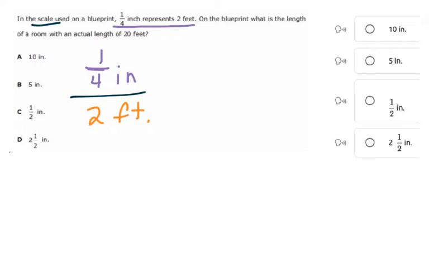The question goes on to say, all right, but what if you have a room that's 20 feet? So if the actual length of a room is 20 feet, not 2 feet, we kind of set up a new proportion over here. Then if we continue with the scale, how many inches would it be on the blueprint? Remember, a blueprint is a drawing of something that's built or going to be constructed.